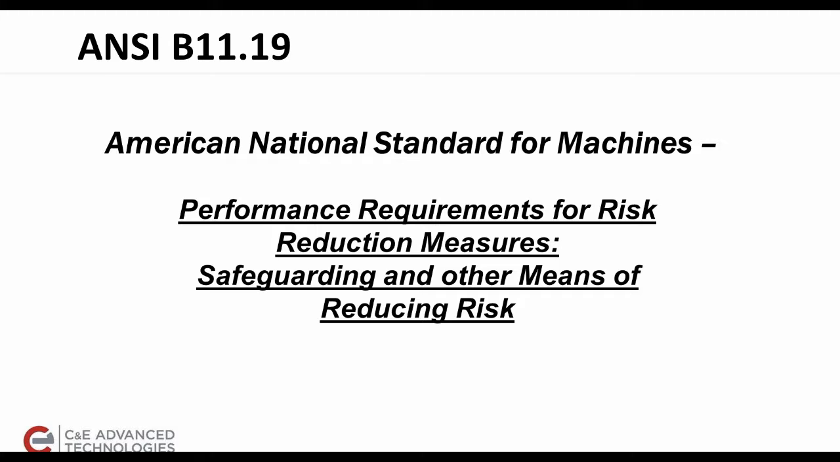Talk about ANSI B11.19, which is one of the metal forming standards in the B11 series. It's entitled, rather laboriously, Performance Requirements for Risk Reduction Measures, Safeguarding, and Other Means of Reducing Risk. With that in mind, here's what we want to work on today.